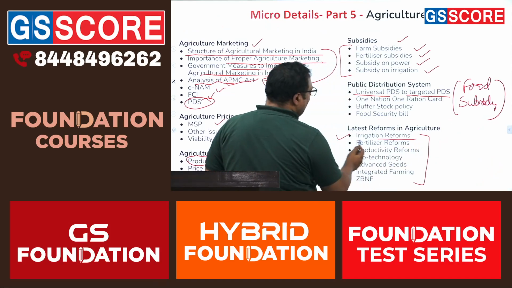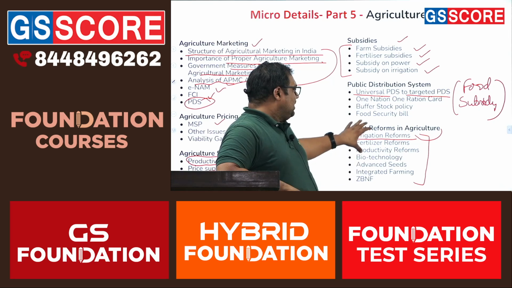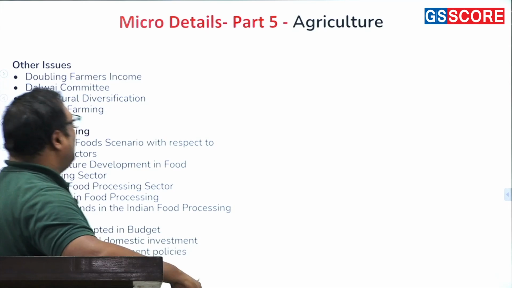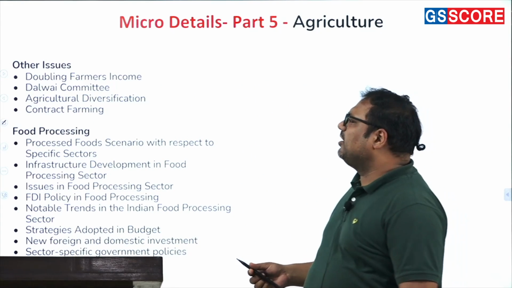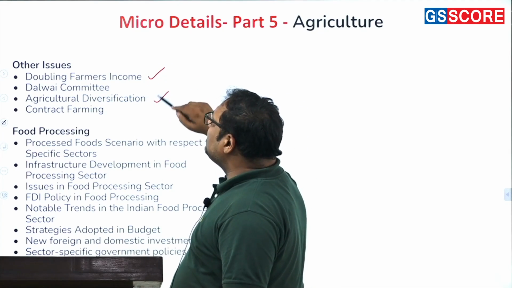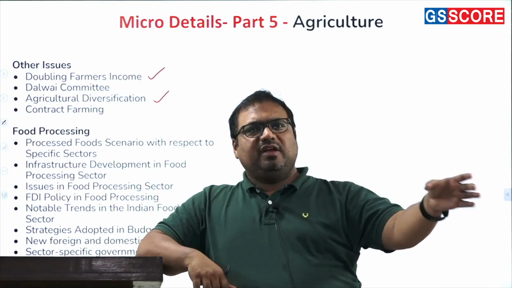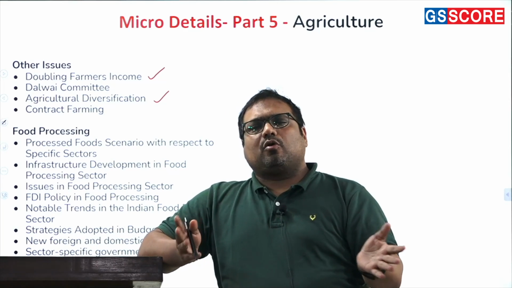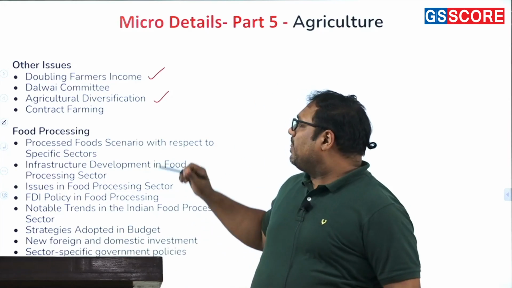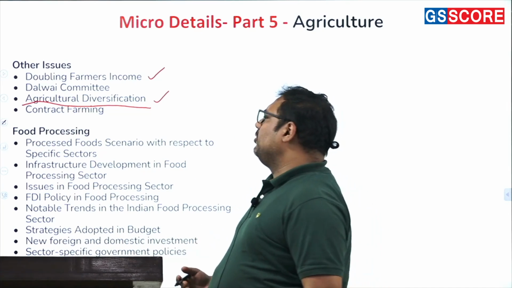For example, in irrigation reforms, you can also treat drip irrigation as an important topic. Okay, so these are the topics in agriculture reforms. And then we have certain other miscellaneous issues that are there in agriculture. So for example, doubling the farmer's income and agriculture diversification. For example, we are trying to shift away from purely wheat and rice based farming to a broader farming where we are growing more and more types of crops. Okay, so agriculture diversification, basically moving away from the green revolution pattern.